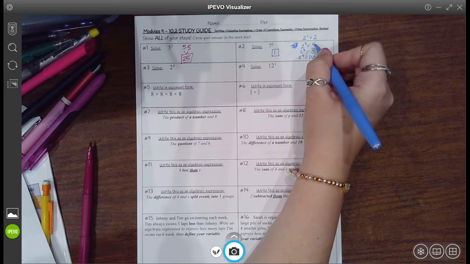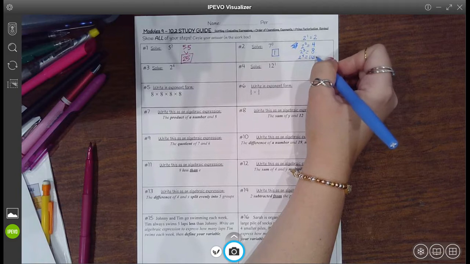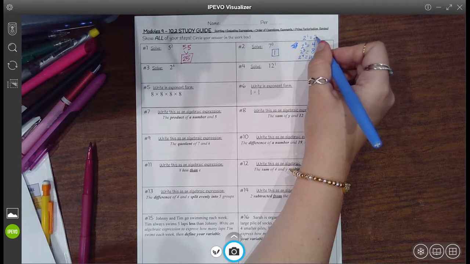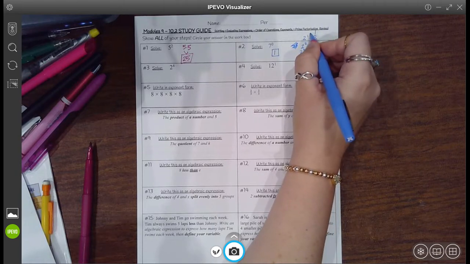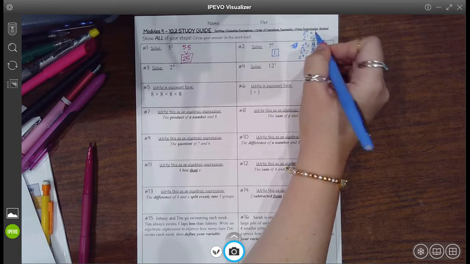So 2 times 2 gives me 4. 4 times 2 gives me 8. 8 times 2 gives me 16. So if each time you go up another exponent, you're multiplying, when you go back a step, you would be dividing, right? 16 divided by 2 is 8. 8 divided by 2 is 4. 4 divided by 2 is 2. 2 divided by 2 is 1, which means this one, 2 to the 0 power, is 1.